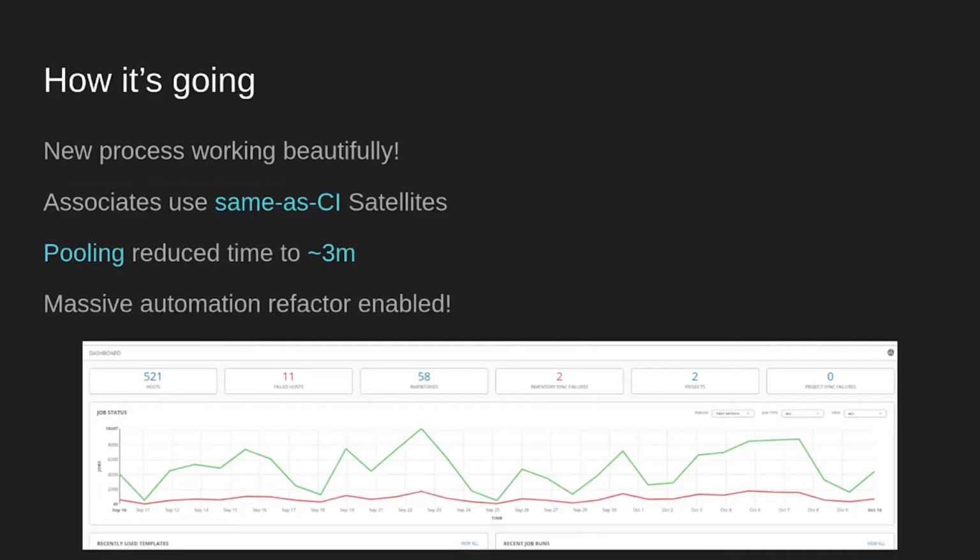So how's it going? Well, the new process is working beautifully. Our redesign dream has largely been realized. We've completely replaced our old setups. Associates having quick access to the same systems and tools as CI means that the tests developed locally are much more likely to work in CI. Pooling has also been a huge addition. We can now get a satellite in 5% of the time it used to take. And since Broker hosts provide ssh2-python connections for free, we've completely removed Paramiko, further speeding up our tests.